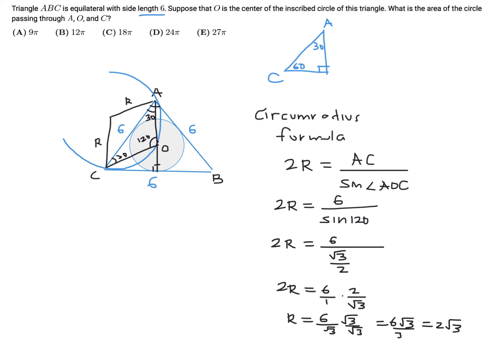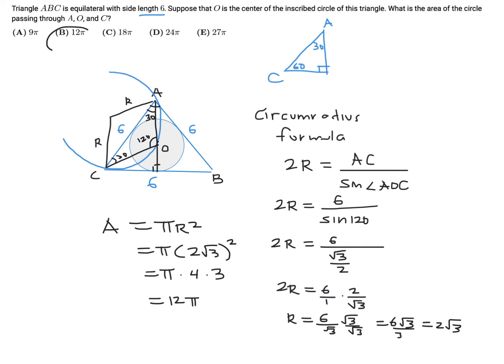Okay, so that's the radius. And then what do they want? Area of the circle. Well, area of a circle is pi r squared. R in this case is 2 root 3, all squared. So we get pi times 4 times 3, so 12 pi. Okay, I'm convinced, and that would be B.